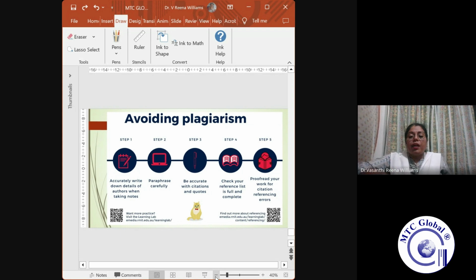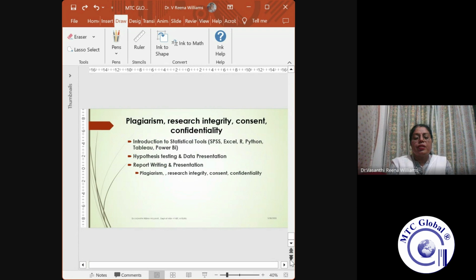That is wrong. Then step 4 is to check that your reference list is full and complete. And lastly, proofread your work for citation and referencing errors. Once you finish, you always reread, isn't it? So that is how you can avoid plagiarism. So yeah, this is just the title that I have mentioned. So this ends the study.